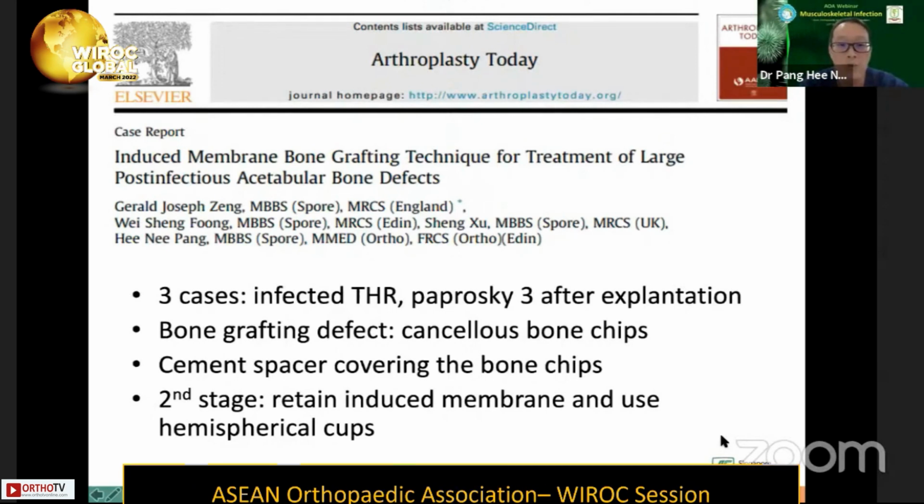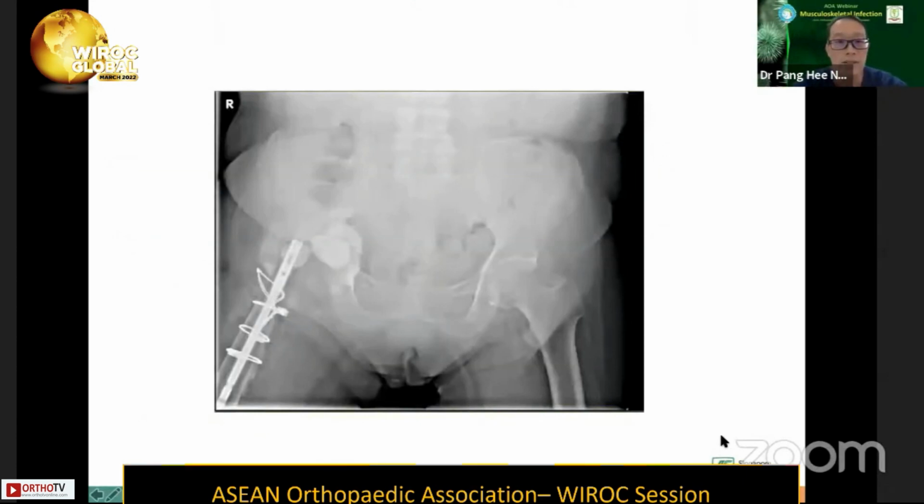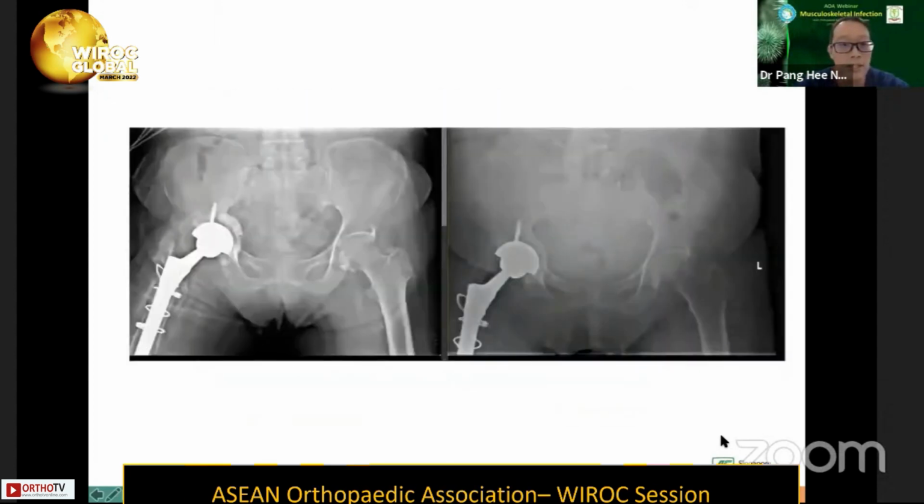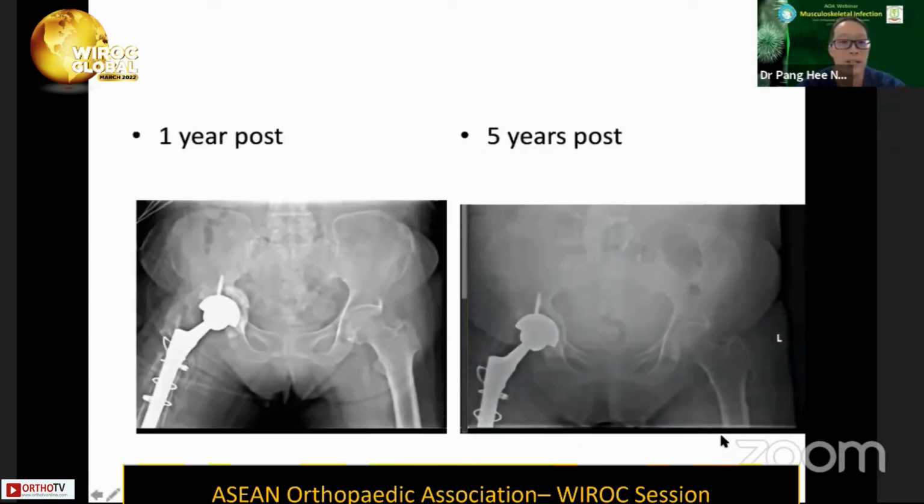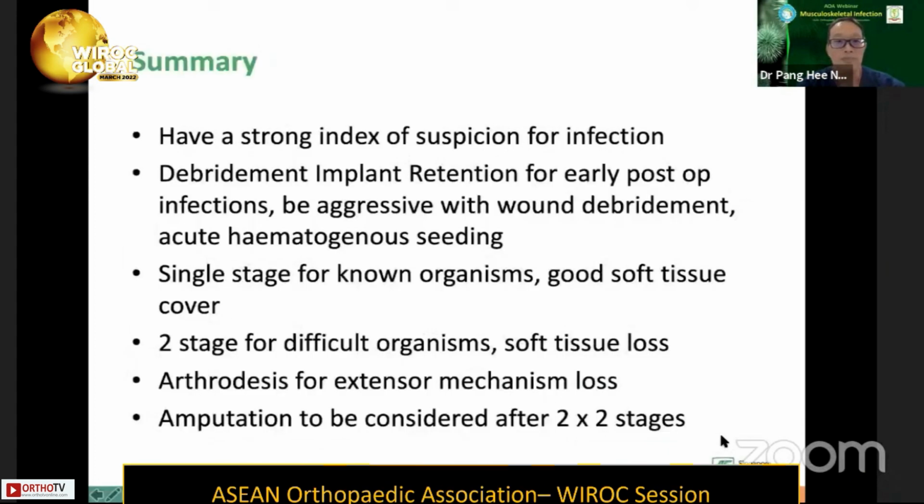And during the second stage, we retained the induced membrane over the bone chips and used hemispherical cups without a need for augments or cages. So this is an example of how it's done. We put some bone grafts in the protrusio with a cement spacer, and after that, we put in a hemispherical cup without any augments or cages. And 5 years post-op, you can see the remodeling in this case. Okay, this is 1 year and 5 years post-op.